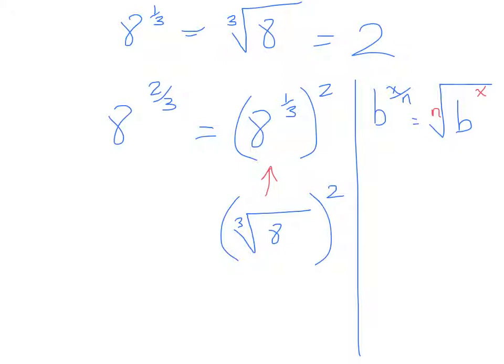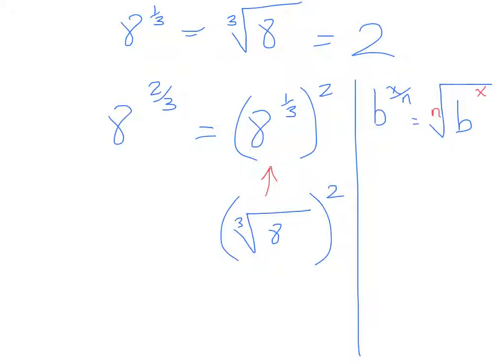Now take a look at this. In this case, I put the exponent outside of parentheses. Over here, I put it inside the radical. It doesn't matter, actually, if it goes outside of parentheses or inside the radical. It could have gone outside of parentheses here.